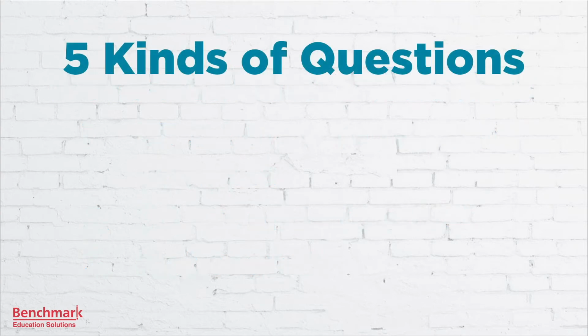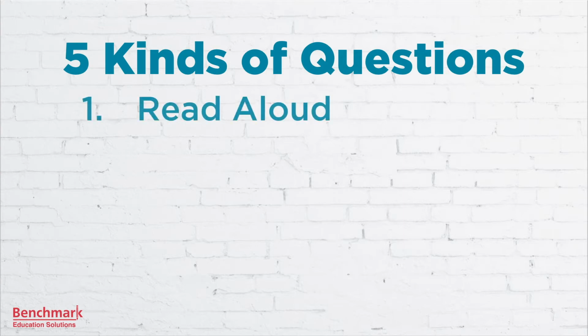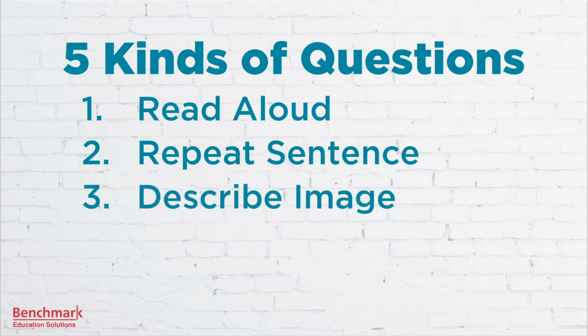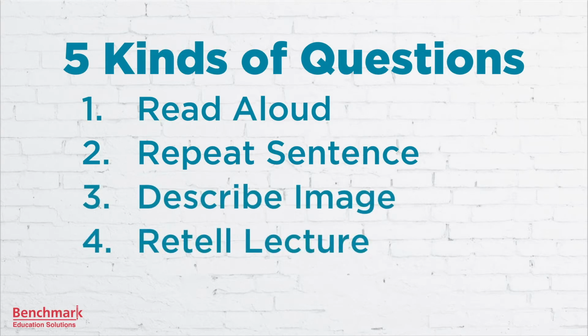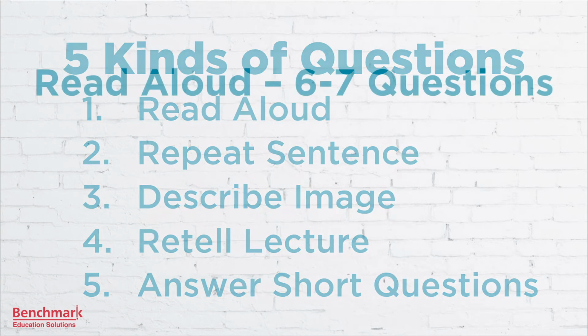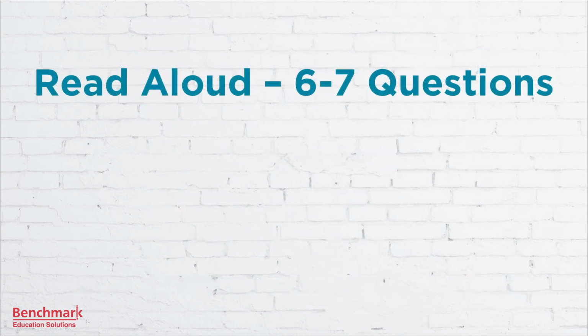For the speaking section of PTE Academic, there are 5 kinds of questions you will have to answer: read aloud, repeat sentence, describe image, retell lecture, and answer short questions. First, we'll talk about read aloud. You'll have 6 or 7 of these questions. They will assess your reading and speaking skills.